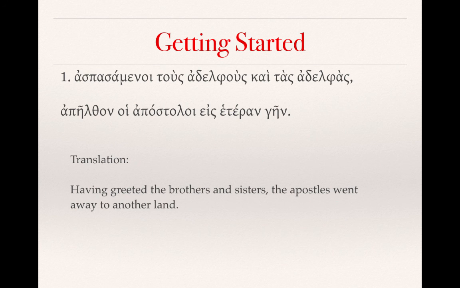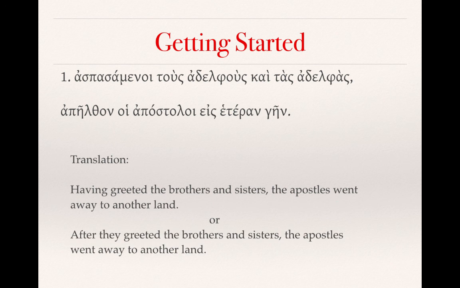Or if we want to add some temporal sequence to our translation, we could probably translate this as, after they greeted the brothers and sisters, the apostles went away to another land. Again, that's bringing out the sense in which the aorist participle is time previous to or prior to that main verb.